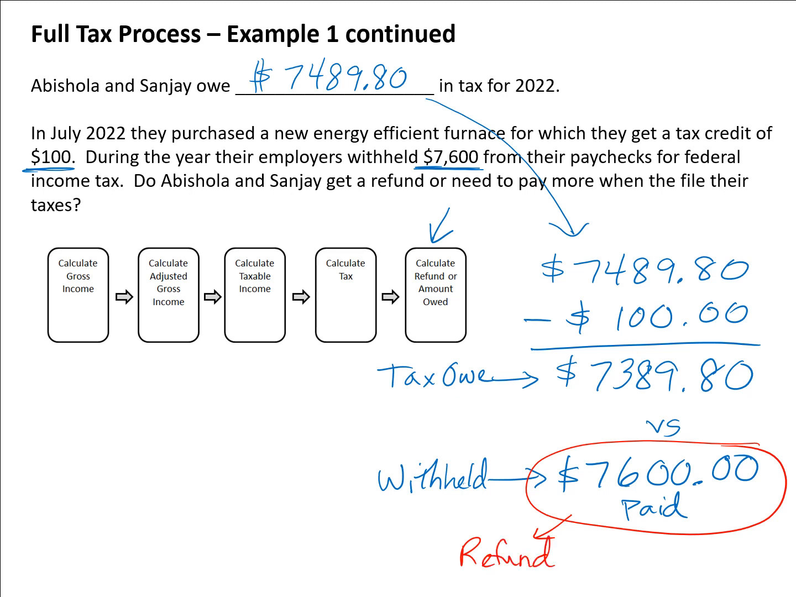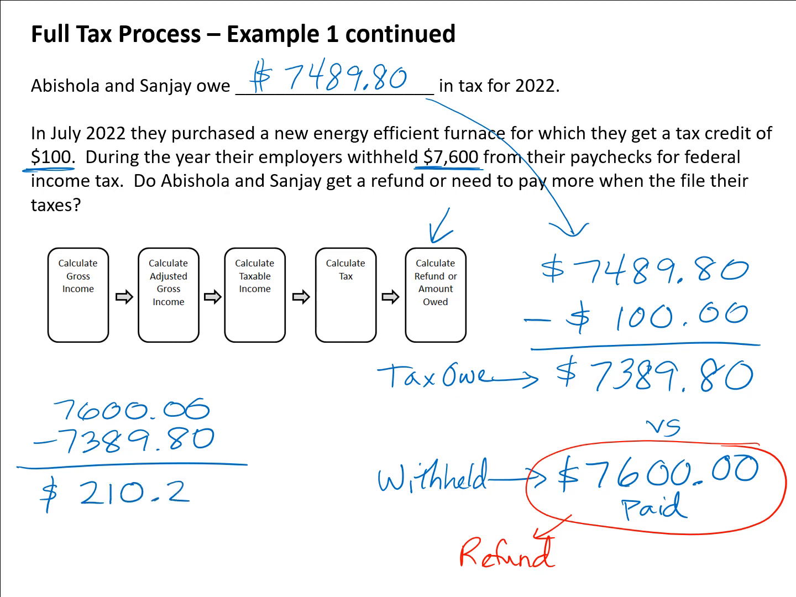And to work out what the refund is, we just simply subtract those two numbers. So $7,600 subtract $7,389.80, and that comes out to $210.20 in refund. So they get a nice little refund, a little over $200 in refund.